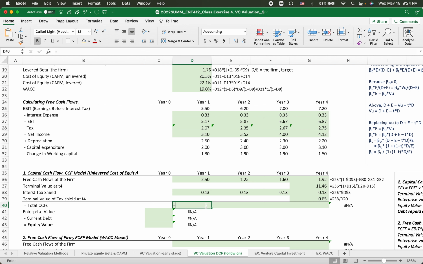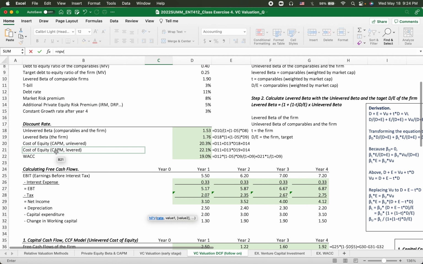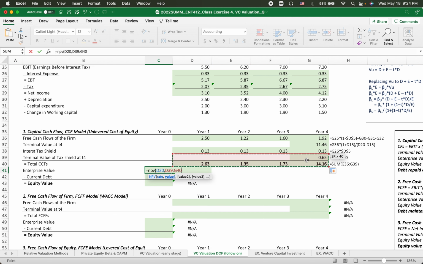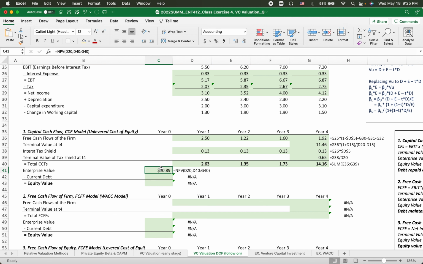Now let's sum all these cash flows up, and then we finally get the total capital cash flows. Enterprise value first, because these cash flows are the firm's cash flows. So for enterprise value we use the NPV function, with the discount rate being the unlevered cost of equity. Then comma, let's drag all the cash flows in the future. And we got 10 million as the enterprise value.